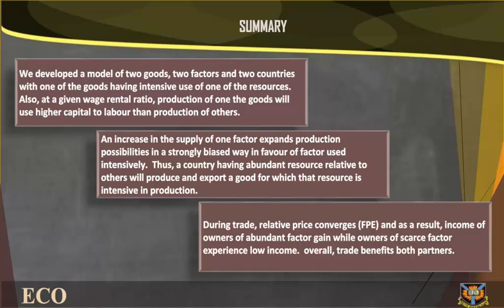During trade, relative price converges, FPE, and as a result, income of owners of the abundant factor gains, while owners of the scarce factor experience low income. Overall, trade benefits both partners.